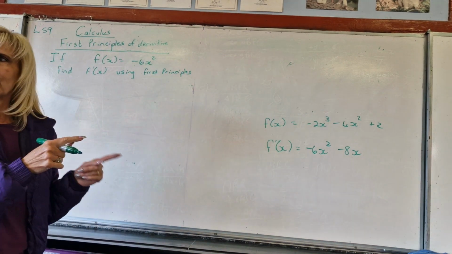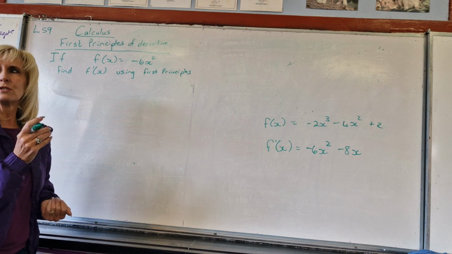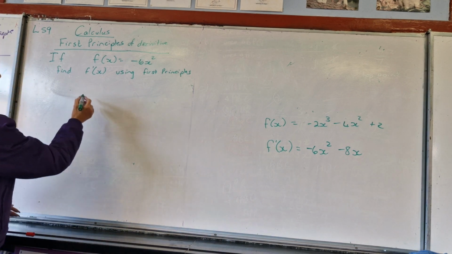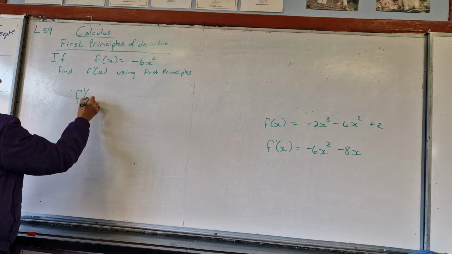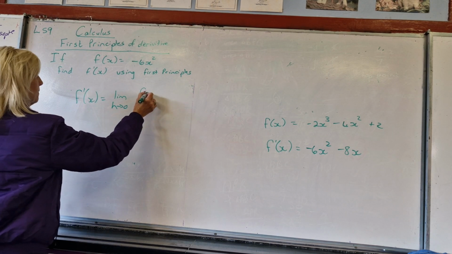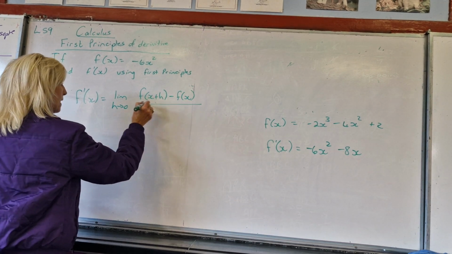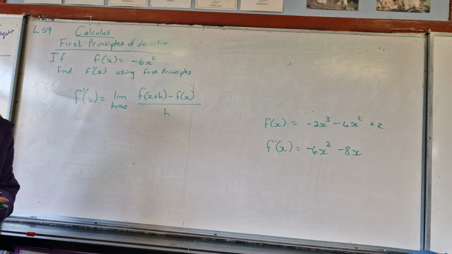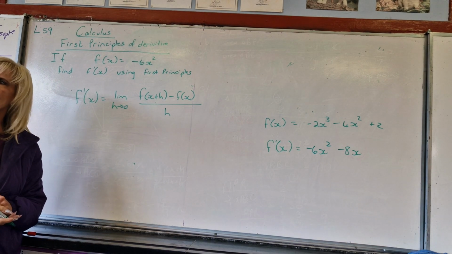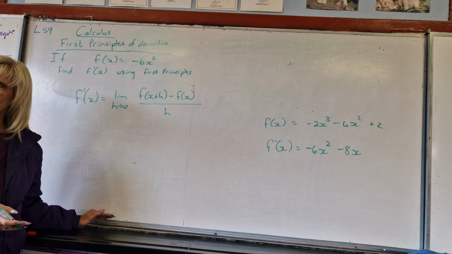Now we're not going to do it that way. We're going to do it from first principles. Now first principles is using a formula, and the formula says... on your formula sheet, you'll find this formula. Why would we want to do it the long way? Because you need 5 marks. And this sum will be 5 marks.